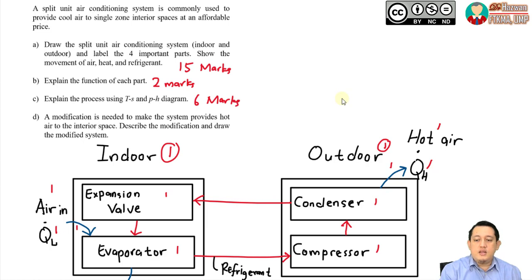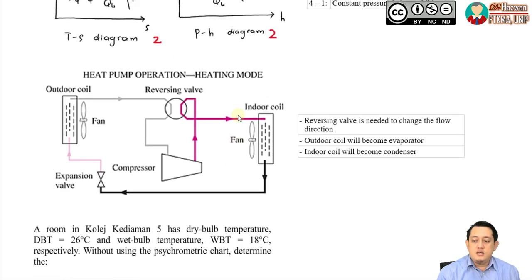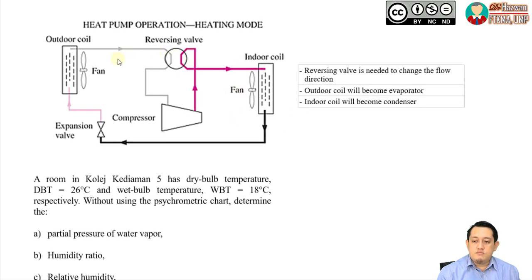And then the last one, D. A modification is needed to make the system provide hot air to the interior space. Describe the modification and draw the modified system. This one is 7 marks. So if you total everything, it should be 30 marks. So what is this 7 marks? It comes from the following.